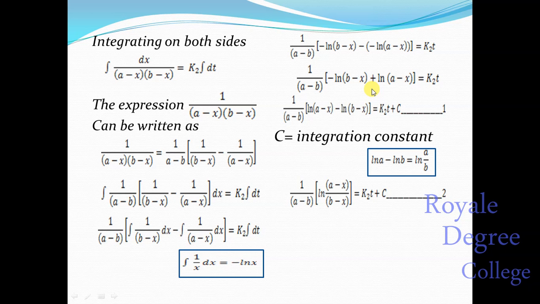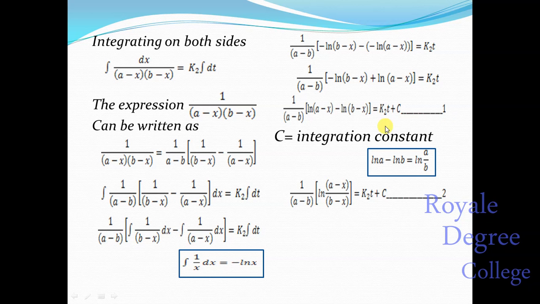Then 1 by (a minus b), and we write this one first: plus ln (a minus x). Then this one as it is, minus ln (b minus x). It is equal to k2 t plus c. Here c is nothing but the integration constant. It is our equation number 1.